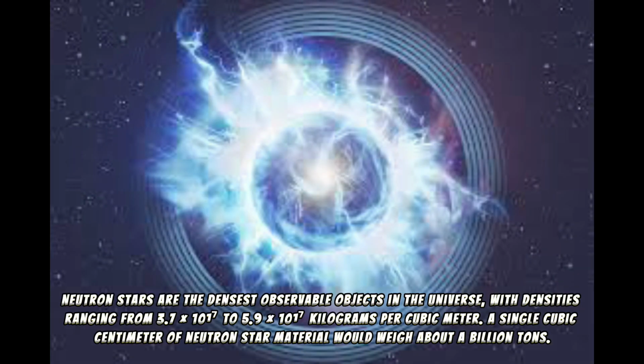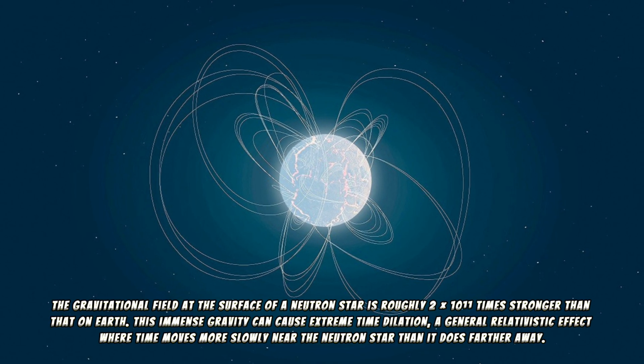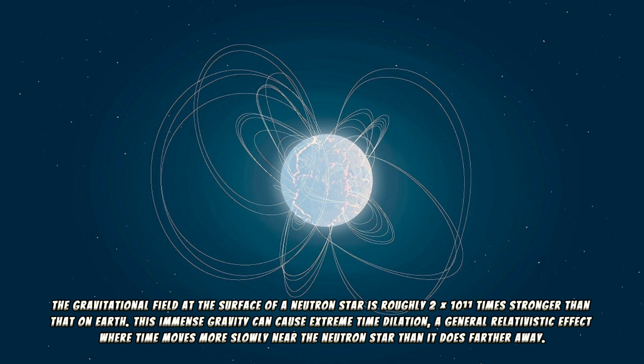Neutron stars are the densest observable objects in the universe, with densities ranging from 3.7 times 10^17 to 5.9 times 10^17 kilograms per cubic meter. A single cubic centimeter of neutron star material would weigh about a billion tons. The gravitational field at the surface of a neutron star is roughly 2 times 10^11 times stronger than that on Earth. This immense gravity can cause extreme time dilation, a general relativistic effect where time moves more slowly near the neutron star than it does farther away.